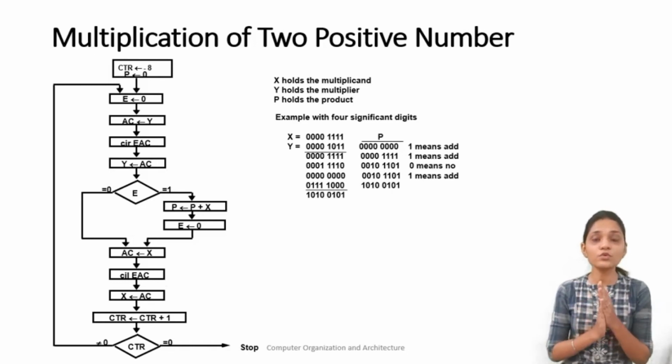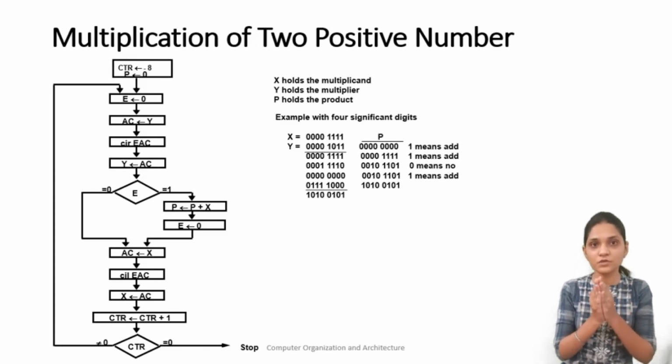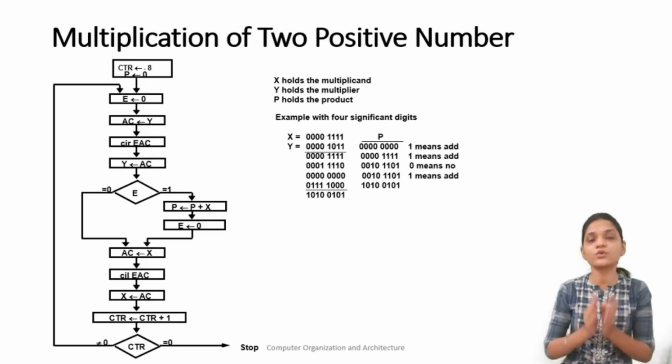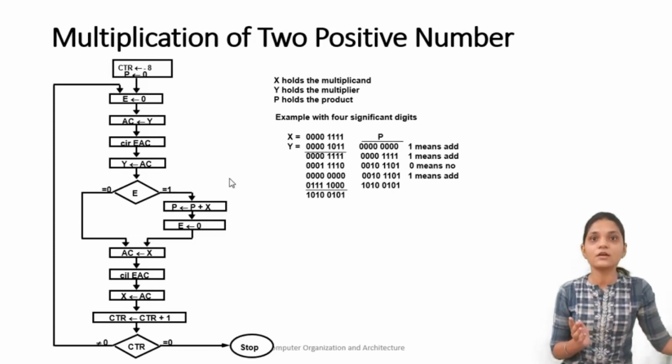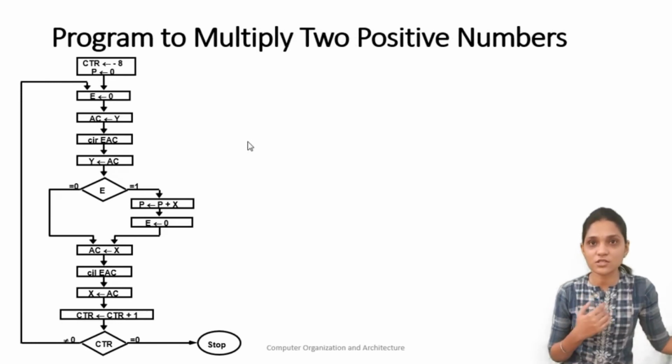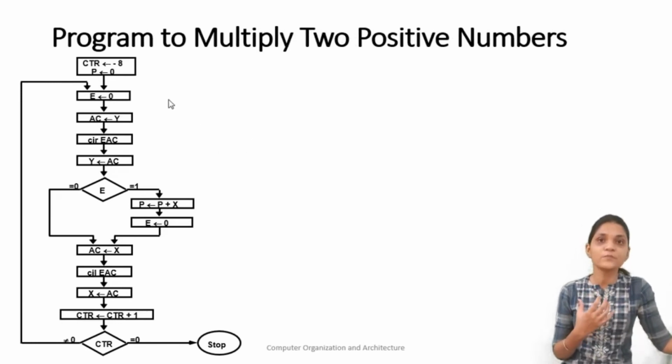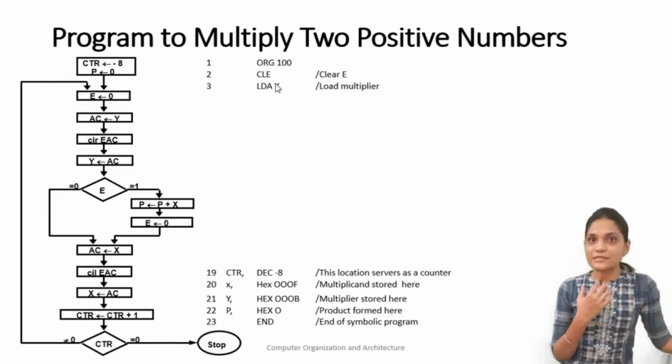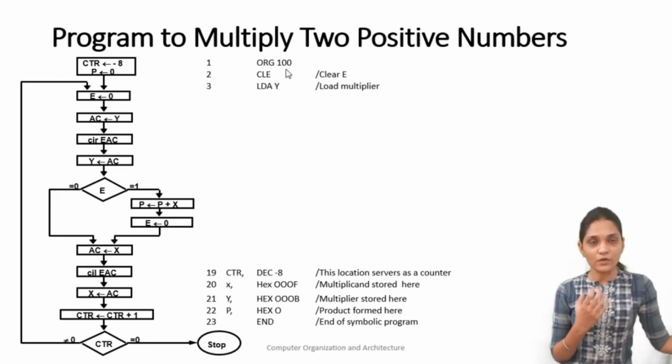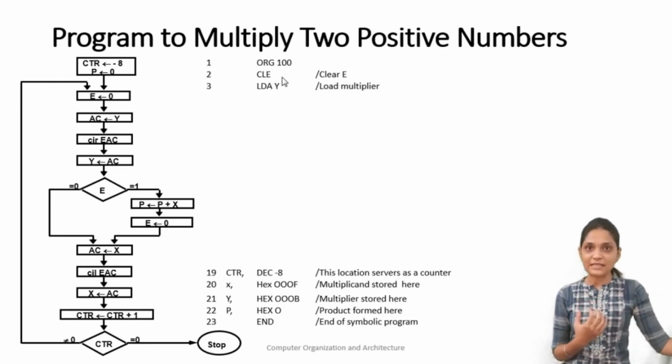So this will be your flow chart for your multiplication task. Next, we have to convert this flow chart into instructions, by using our total 25 instructions. Let me see what the instructions are. First, we have to start with some location. We have used ORG 100 for starting this.